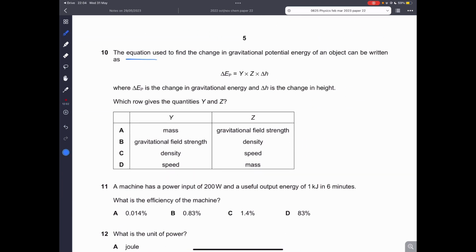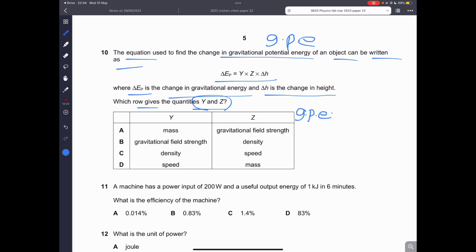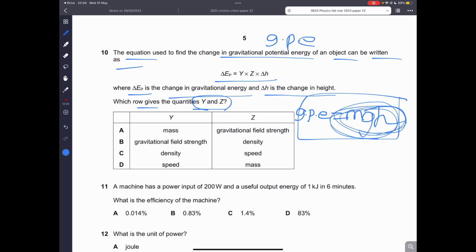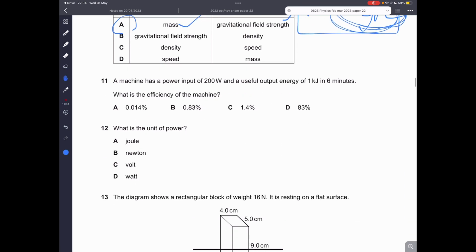Question number 10. The equation used to find the change in GPE, gravitational potential energy, of an object can be written as, okay, where E is the change in gravitational potential energy. Which row gives quantities Y and Z? This is just a question testing how well you know the formula. Remember, GPE, or gravitational potential energy, is equal to mass times gravitational field strength times height. This is the formula that you have to remember by heart. So Y has to be mass. They have already given the height, so we need gravitational field strength. So A is the correct answer.